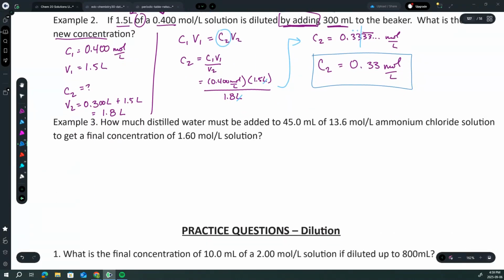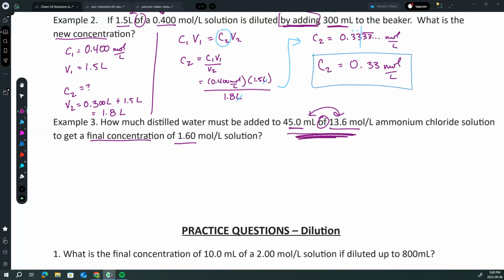Okay, last example for this section. How much distilled water must be added to 45 milliliters of 13.6 mole per liter ammonium chloride solution to get a final concentration of 0.6 mole per liter solution? Okay, so 45 mils, and "of" means these are connected. So if we're adding water to this solution, this should be our initial solution.